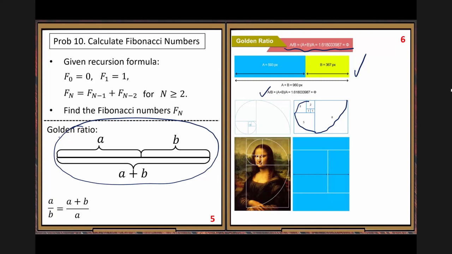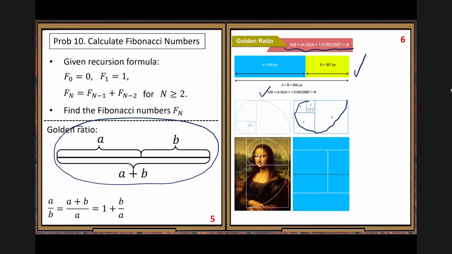So they argue that if you can find line segments A and B with a ratio in this way, that should be the perfect ratio. All right, so now let's solve. What is that ratio? What is that A over B ratio?